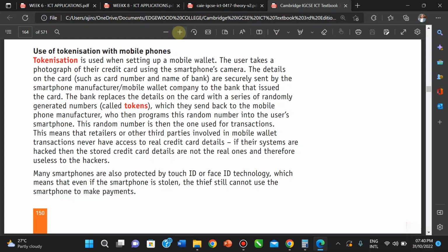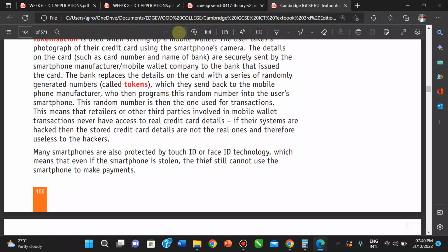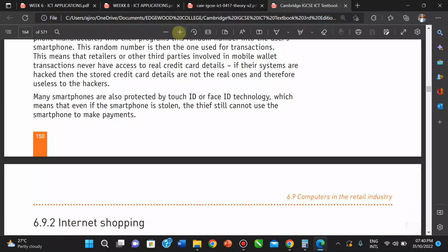Okay, and of course many smartphones are also protected by Touch ID or Face ID technology, which means that even if the smartphone is stolen, the thief still cannot use it to make payment. If your Apple phone uses Touch ID and you need your Touch ID to make any payment, then without your face, that cannot be paid.